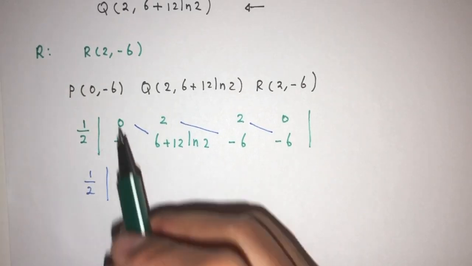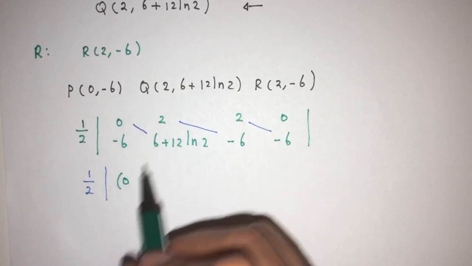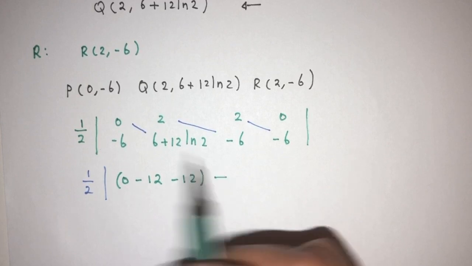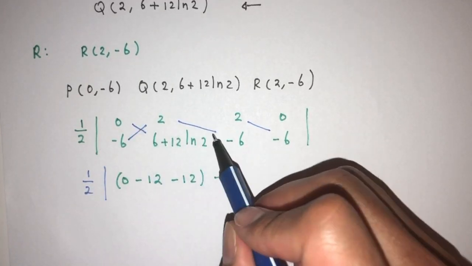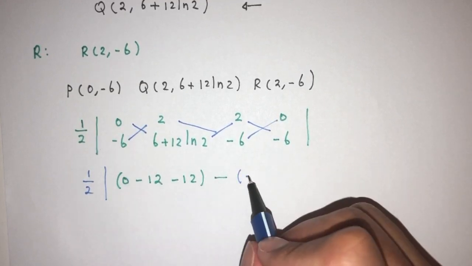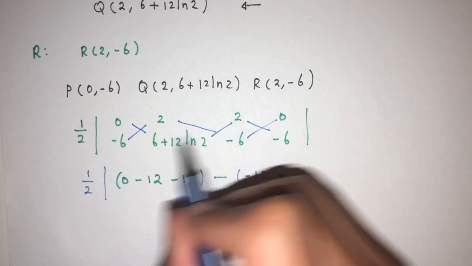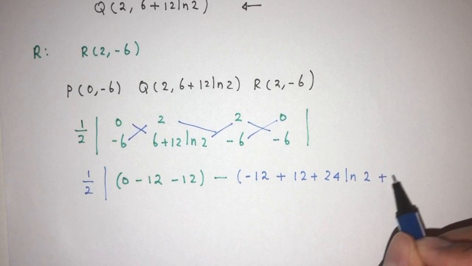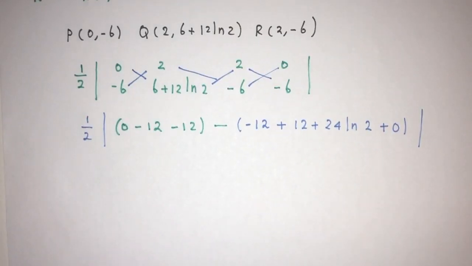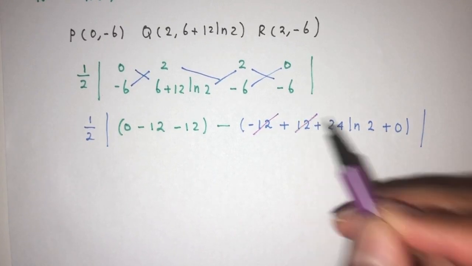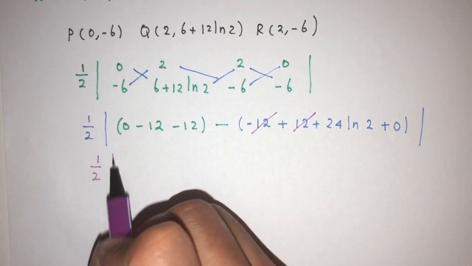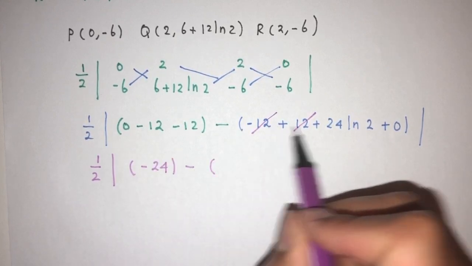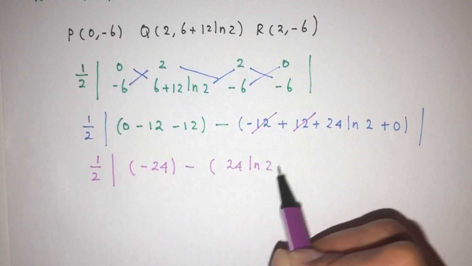So the first one will be obviously 0, bracket first, so 0. That will be minus 12, and that will be minus 12. Then minus in this direction, that will be minus 12, and that will be 2 times this, which will be 12 plus 24 ln of 2, and this will be 0. Close. Now simplify. This and this will cancel out, as you can see. This will be half modulus, and this will be minus 24 minus 24 ln of 2.